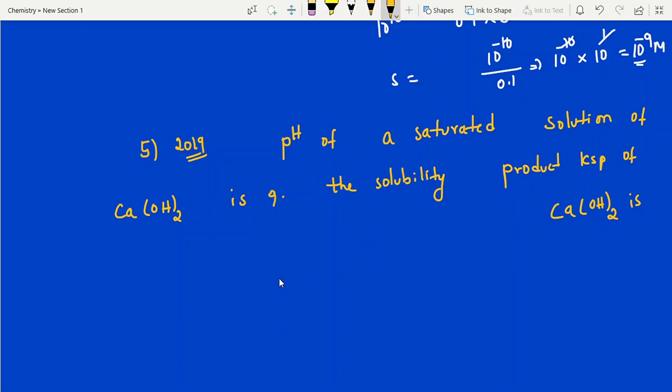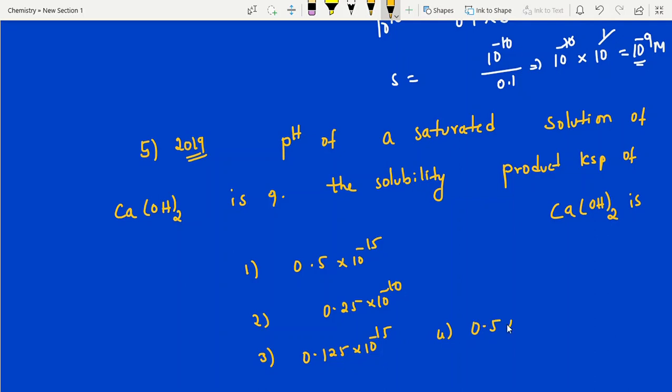But there I have taken pOH. pOH is indirect, but here they have directly given pH. pH means H plus concentration. How can you take it? Try yourself. And I am giving options also. The first one is 0.5 into 10 to the power of minus 15. Second option is 0.25 into 10 to the power of minus 10, the third one is 0.125 into 10 to the power of minus 15, and the fourth one is 0.5 into 10 to the power of minus 10. So what is your answer?